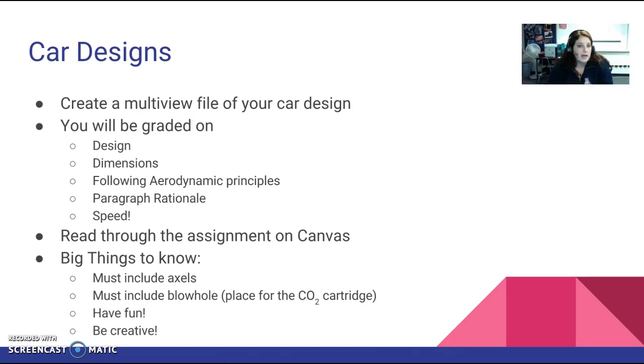You do need to explain in a paragraph why you designed the car the way you did. Again, a paragraph has a topic sentence, at least 3 body sentences, and then a conclusion sentence as well. So that's the paragraph. Tell me why you made the design the way you did. And then you are graded on speed as well. It's really important that you read through the assignment on Canvas because there are very specific dimensions you have to follow.